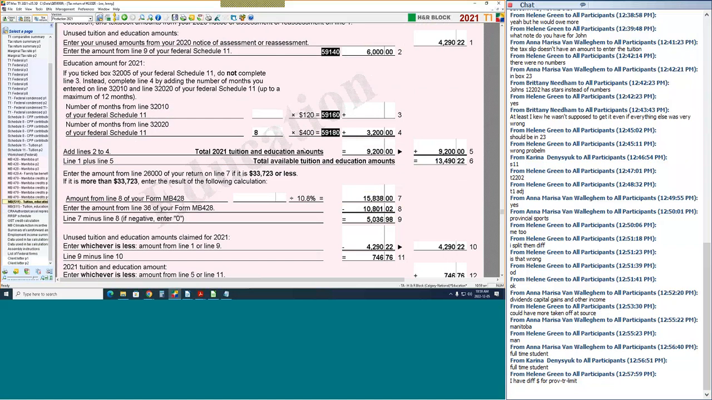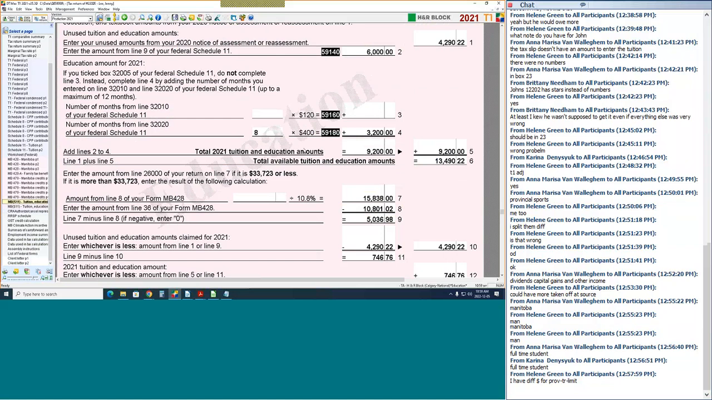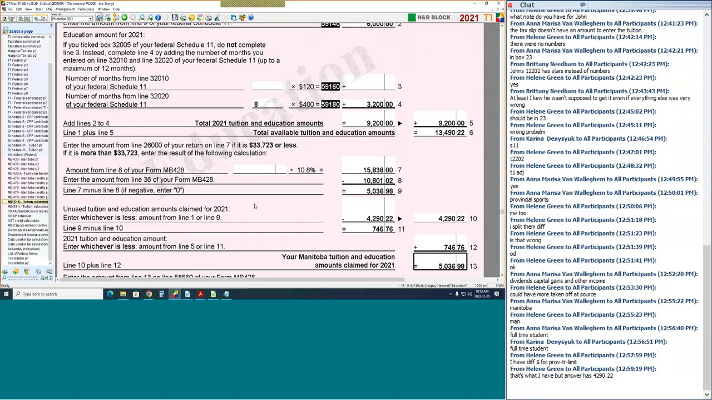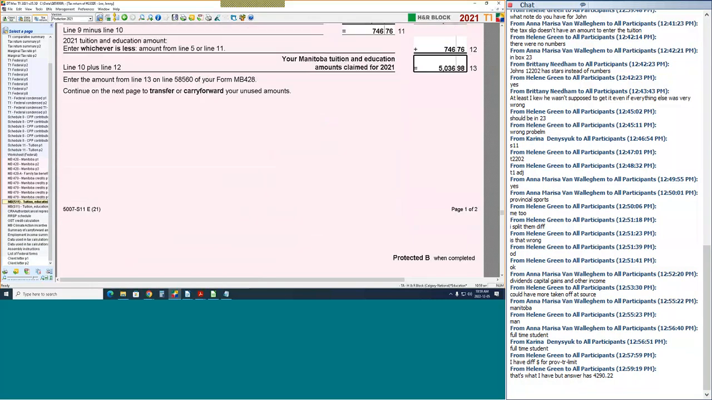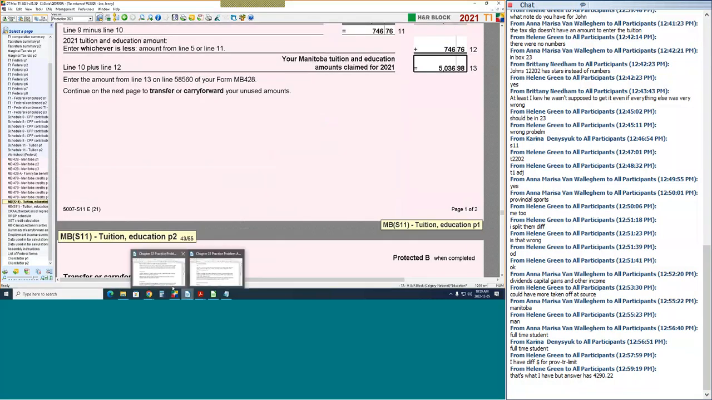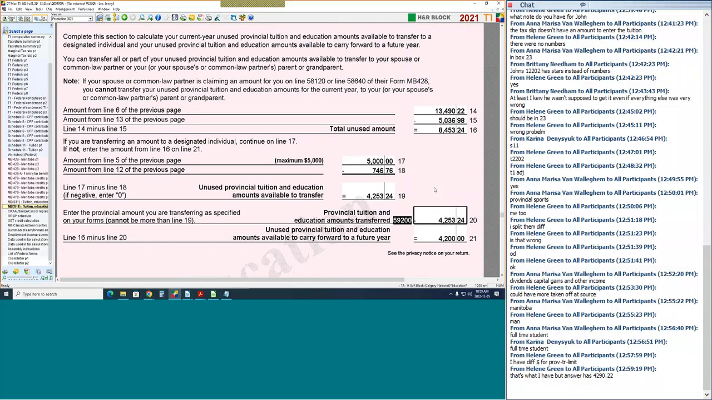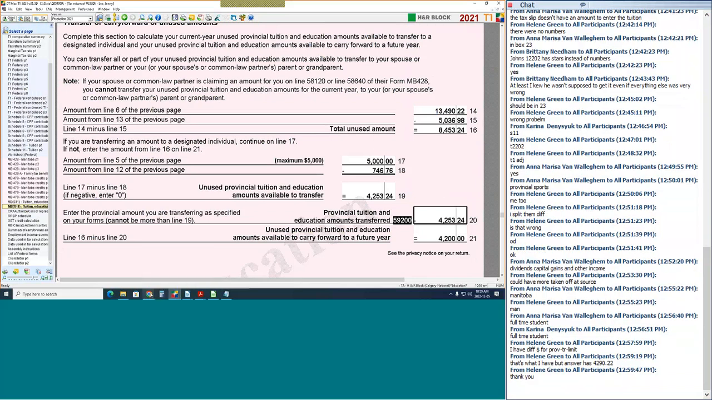Because lots of things could make this different. It could be the number of months full time. It could be... oh, the answer has 4290.22. I may have written the wrong one down. I did write the wrong one down. Yep. So what it should be, I apologize, is 4253.24. So if you had 4253.24, you got the right answer.